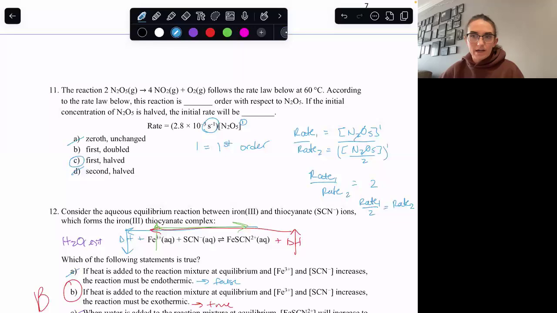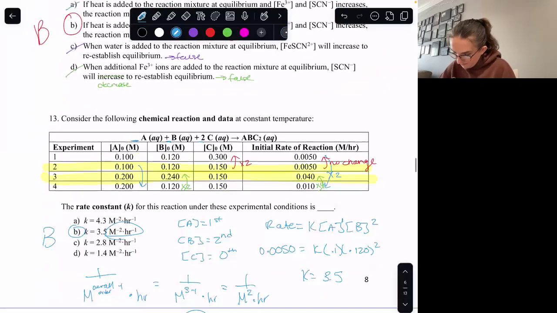Okay, and that would work for any sort of order. If it's second order, you can do it that way. If it's zeroth order, you can do it that way as well. Does that make sense for 11? Great. And we said 13.